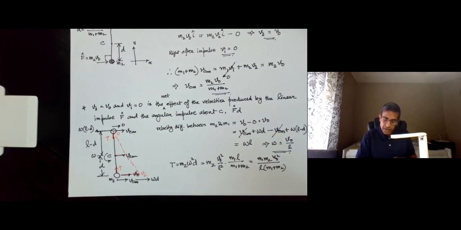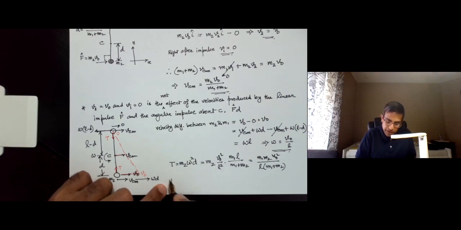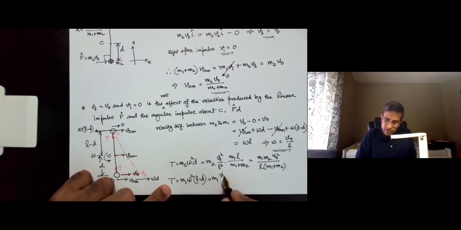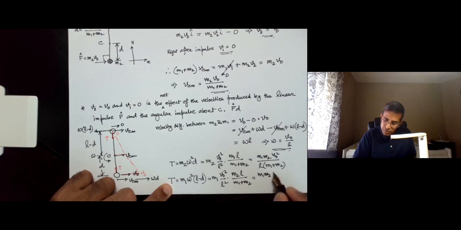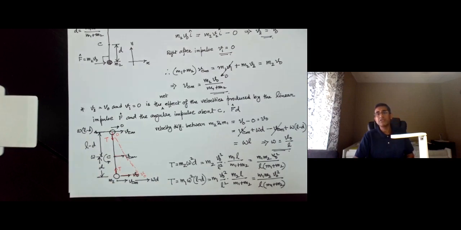We can also formulate the tension as m1 times omega squared times L minus d, and that gives us m1 times V naught squared over L squared times L minus d. If d is this, then L minus d is m2 L divided by m1 plus m2, so that gives us the same expression, m1 m2 V naught squared divided by L times m1 plus m2, which is expected. The tension is expected to be the same. There is no mass in this string, so the same tension applies on both the particles.